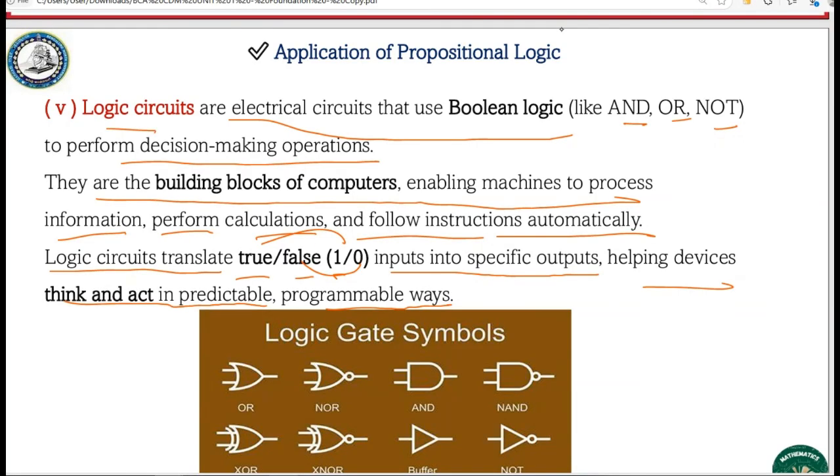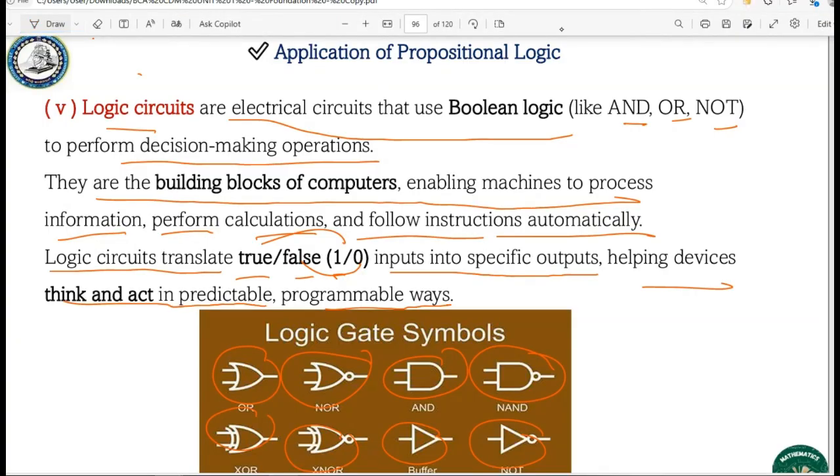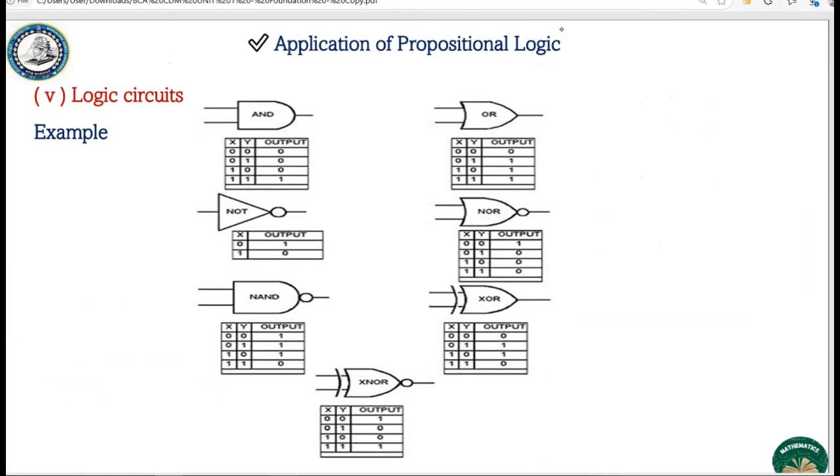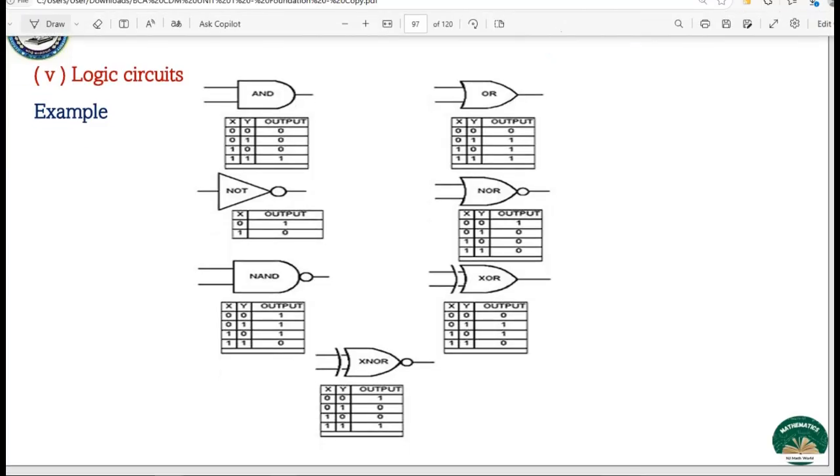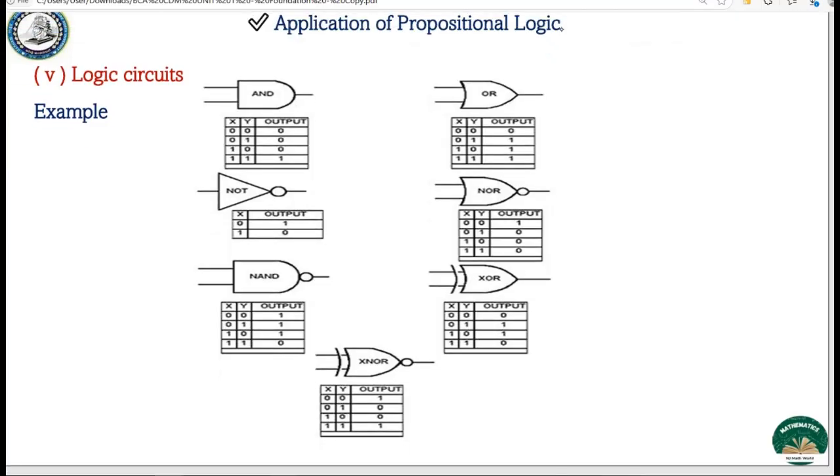So here are some symbols which we use: OR, NOR, AND, NAND, XOR, XNOR, buffer, and NOT. These are the logical circuits. Here we can see the values given for each logic circuit. For AND, it is 1 only when both are 1, written as 0 0 0 1. For OR, if it is 0 0 the output is 0 and the remaining are all 1. NOT gives 0 1 1 0 inverted. NOR will be 1 0 0 0, the opposite of OR. Then NAND will be the opposite of AND.